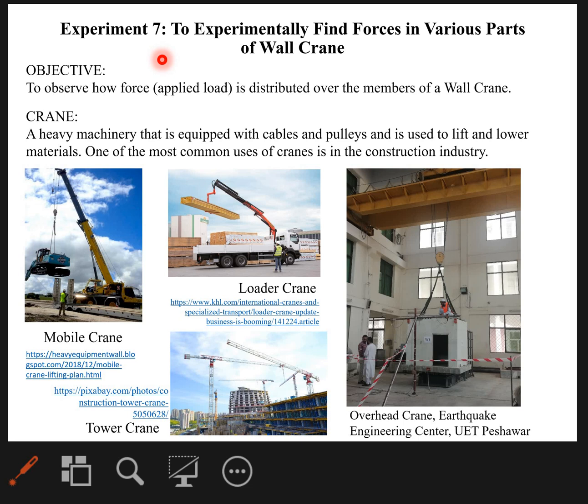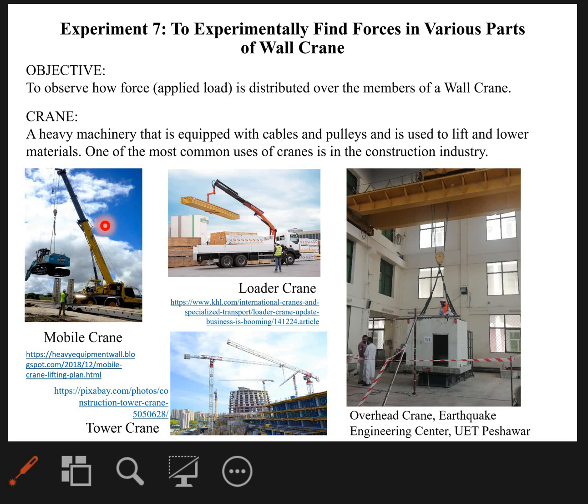In today's class, we will discuss experiment number 7 to experimentally find forces in various parts of a wall crane. The main purpose of this experiment is to see how the applied forces are distributed over the wall crane. There are many types of wall cranes which serve a separate purpose.